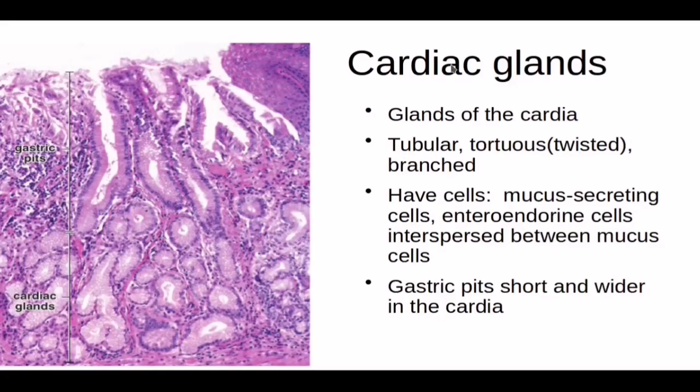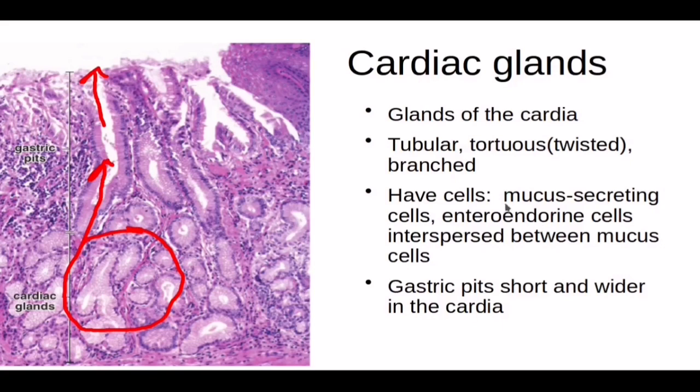For the cardiac glands, remember we said we have the cardia, which is around the proximal part of the stomach, around the region of the gastroesophageal junction. In the cardia we find glands which we refer to as the cardiac glands. Cardiac glands are normally tubular, twisted, and branched. And then they open into the gastric pits, to the lumen. Our cardiac glands are made up of few cells as compared to other parts of the stomach.